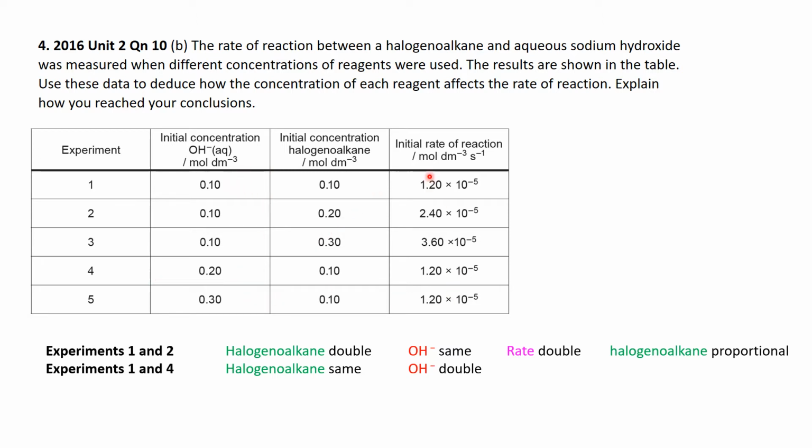And what happens to the rate? The rate stays the same. So in other words, the OH minus has no effect upon the rate of the reaction. So overall, the rate of the reaction is proportional to the concentration of the halogenoalkane. As of course we would know later on, we will call it first order in the halogenoalkane and zero order in the OH minus. But that's for A-level.